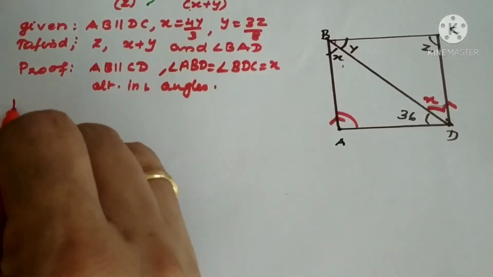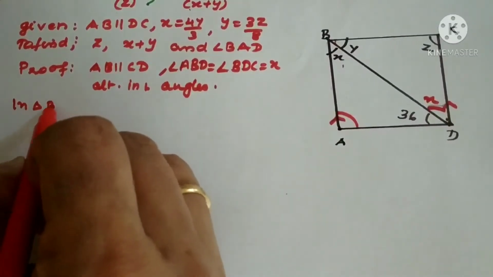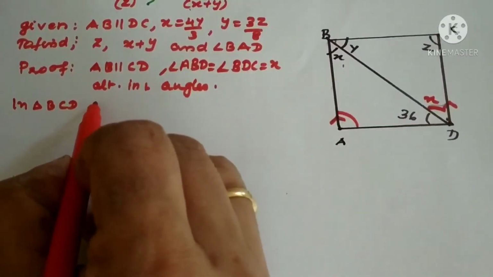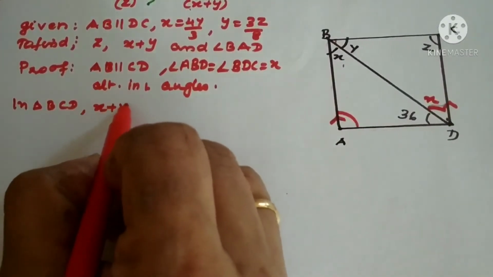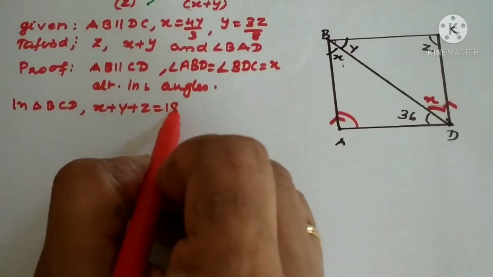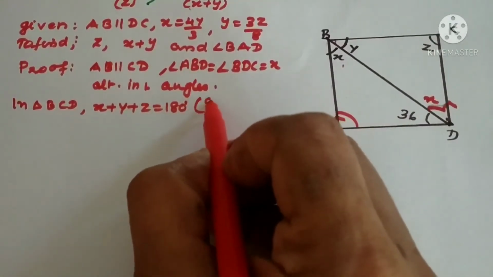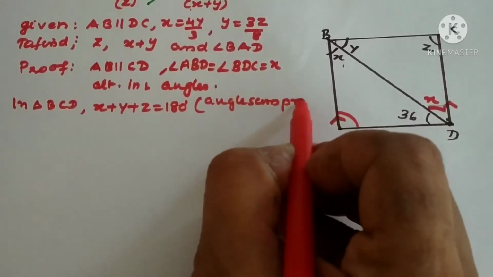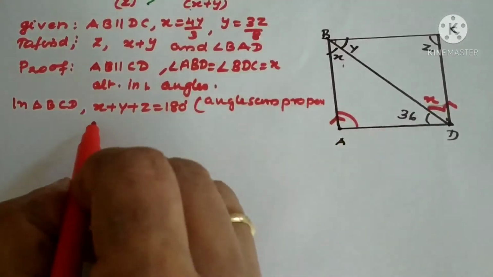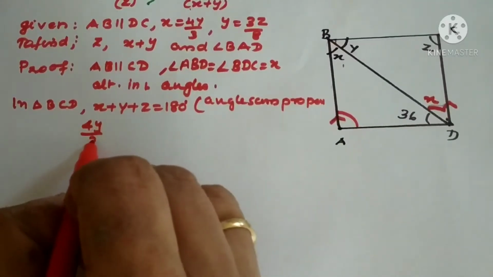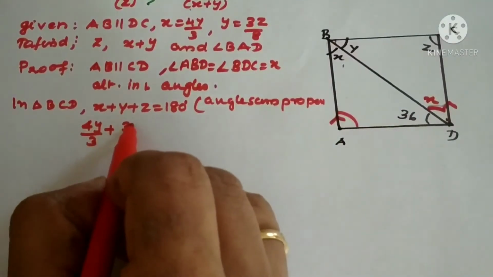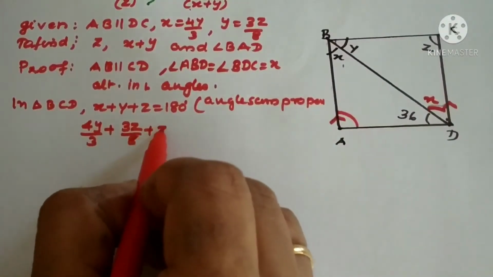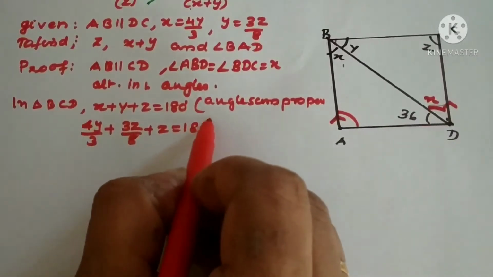Now in triangle BCD, x plus y plus z equal to 180, angle sum property. What is x? x is 4y by 3. What is y? y is 3z by 8, plus z equal to 180 degree.